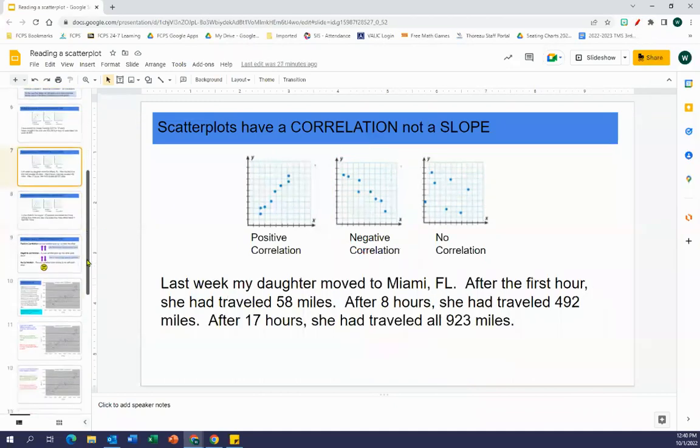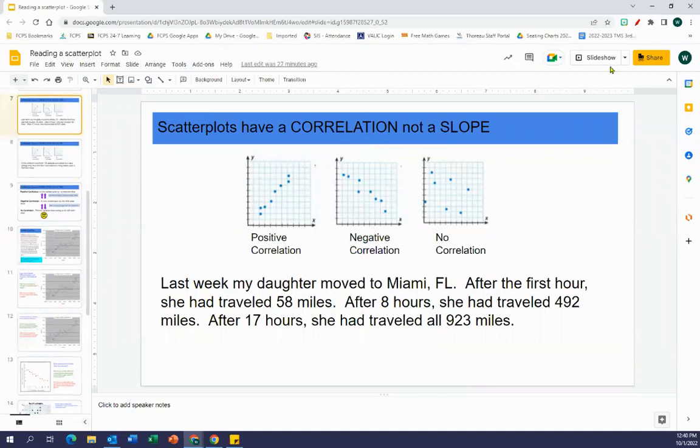Let's take a look at our next story. Last week, also true, my daughter moved to Miami, Florida. She got a job down there, and she drove. After the first hour, she had traveled 58 miles. After 8 hours, she'd traveled 492 miles, and it took her 17 hours to get there. And all told, she traveled 923 miles.